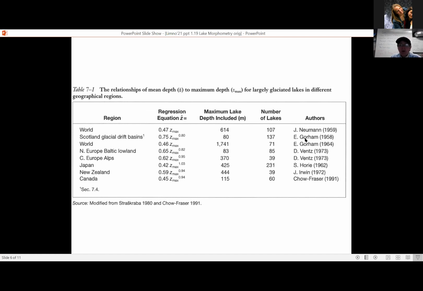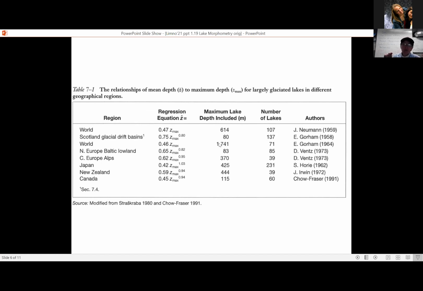So for example, Evelyn Gorham was a limnologist at the University of Minnesota. Here was some work he did, and he worked around the world. When he looked at lakes all the way around the world, there were 71 lakes total in the data sets. The deepest lake in the data set was 1,741 meters deep, which is obviously Lake Baikal. Just in case you wondered, that's Lake Baikal. So 71 lakes around the world, including Lake Baikal.